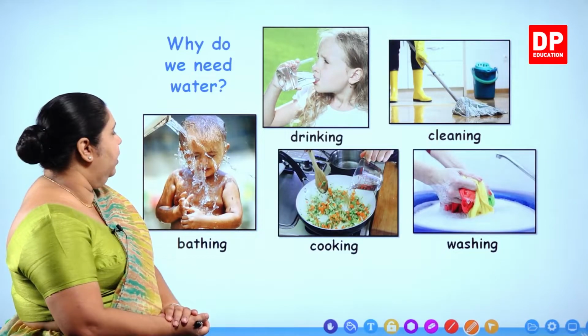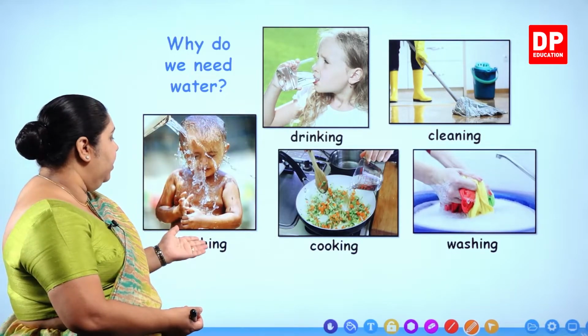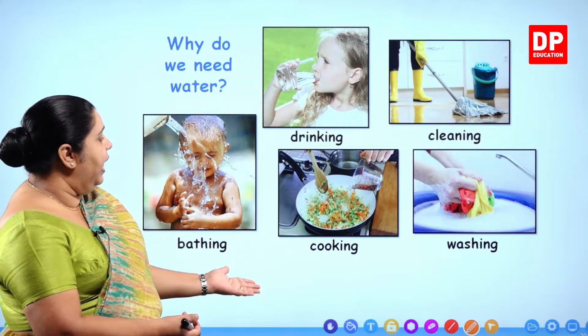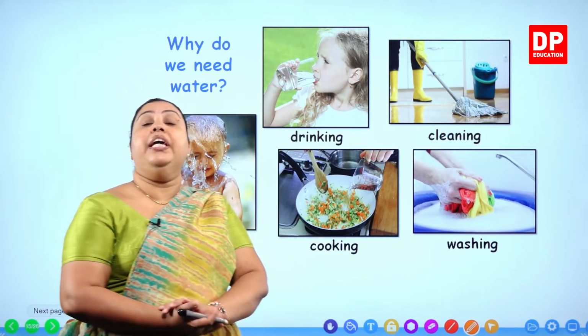So we need water for drinking. We need water for bathing. Apart from that, we need water for cooking.